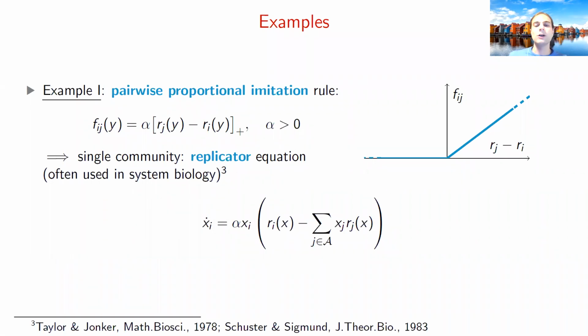In this way, we obtain the so-called pairwise proportional imitation rule, which is quite well known, in particular in the case of a single community, because this choice of imitation rate gives the replicator equation, which is well known in system biology.